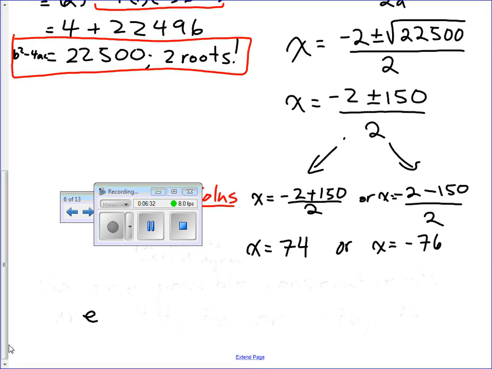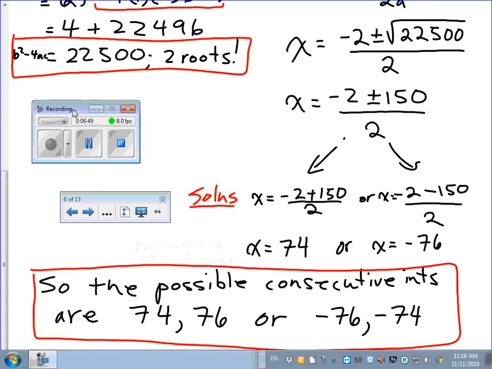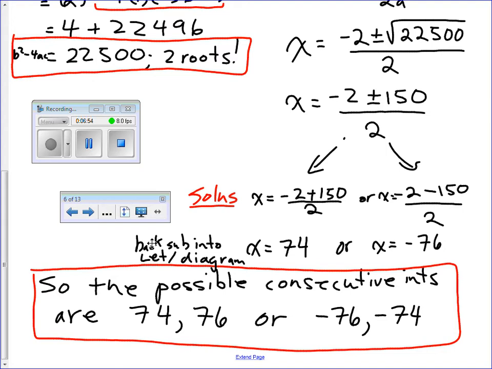We're using that to calculate the combination of numbers for x. So now, the possible consecutive integers are, for the first one, if x was 74, we get 74 and 76. For the other one, we've got negative 76 and negative 74. And we are done. Now, remember, always back substitute that information into our original let statements to find what we're looking for.